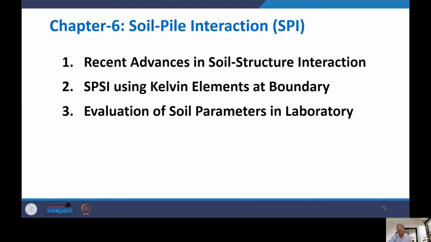First one, recent advances in soil interaction. Then we are going to talk about SPSI, that is soil pile structure interaction, using Kelvin elements for the boundary. And finally, the evaluation of the soil parameters in the laboratory. So let's discuss what are the recent advances in SSI.